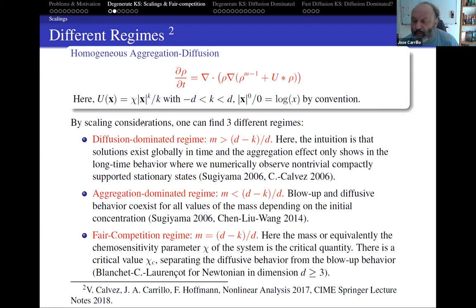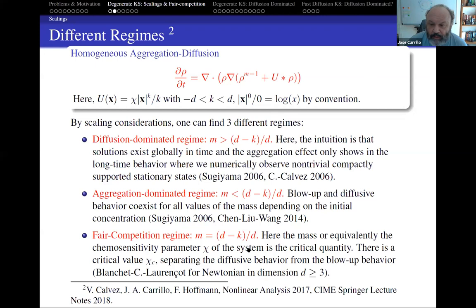Okay, so I want to discuss now briefly on this case, and just to say what we know briefly about the fair competition regime. Then, depending on the time, I will decide how much time I devote to the diffusion-dominated regime. But today I would like to get into fast diffusion, which is the newest part that we have worked on in this direction.